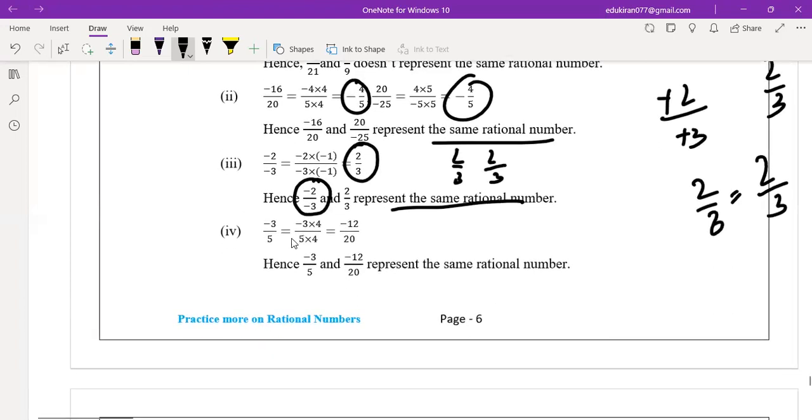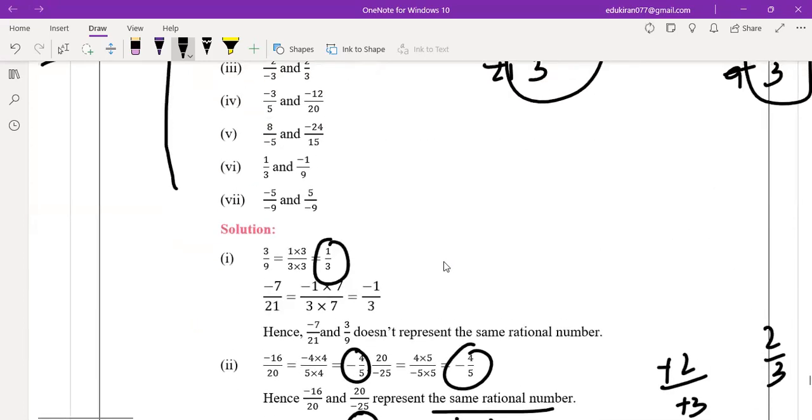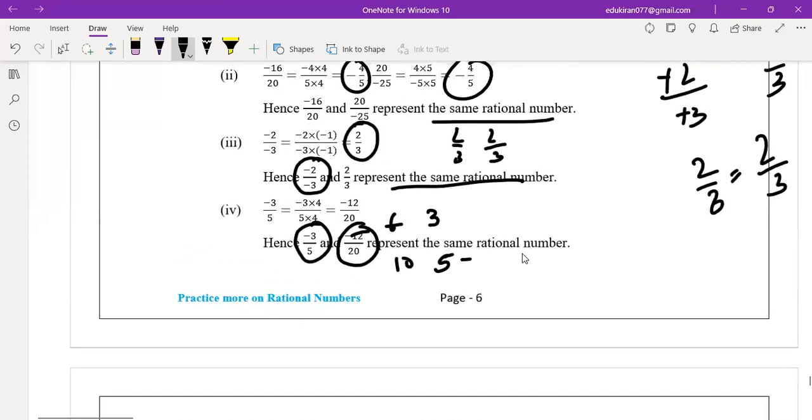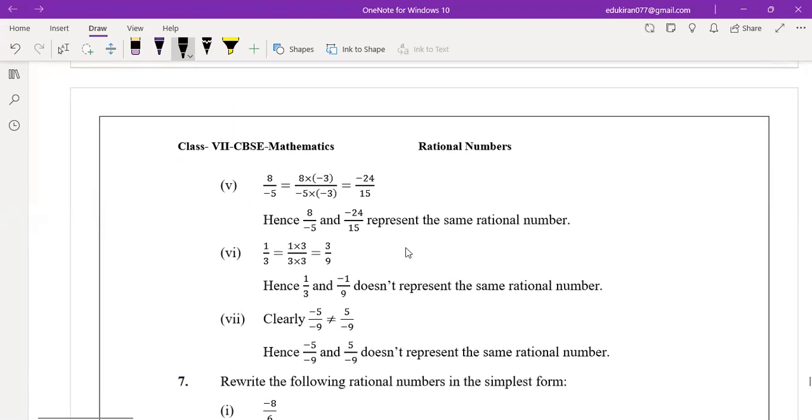Right? Okay. Next one, minus 3 upon 5 and 12 upon 20. Yes, ma'am. So, not equal. Ma'am, we'll further simplify it. Minus 12 by 20, when we simplify it, we'll get minus 3 by 5, right? Yes. But then it's positive, no? I mean, negative, negative, right? So both are negative. So ma'am, both will be the same, right? They represent the same rational number, right? Yes, ma'am.